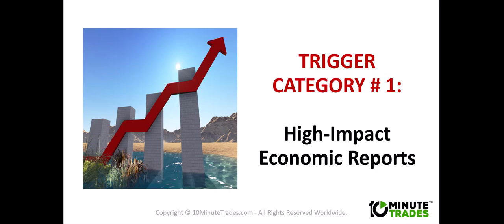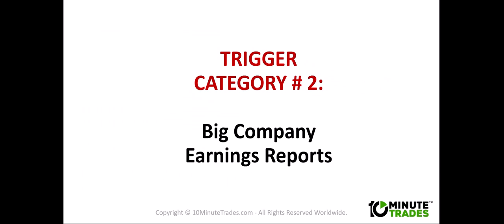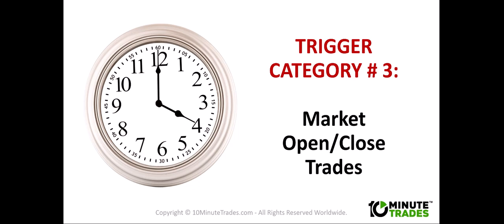Category number 2, and we're going to talk about this a little bit today: earnings reports. Big company, medium-sized company, important company earnings reports are the reports that move the markets. And we're going to give you a little preview of how our earnings season has been going so far. It just started in earnest last week. And then trigger category number 3: market open and close trades.